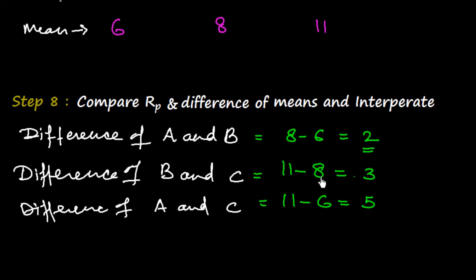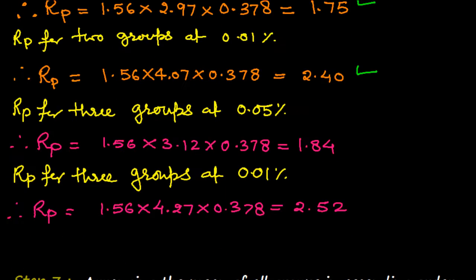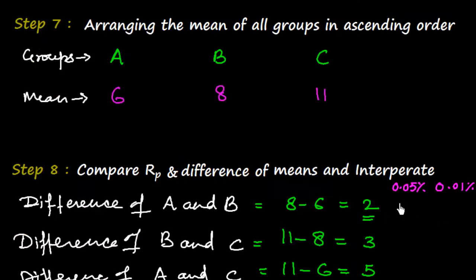We know that for two groups, here we compare at 5% and 1%. So I write down here 0.05 and 0.01. We have the two values. For two groups we have the values 1.75 and 2.40. Here we compare again with 1.75 and 2.40.